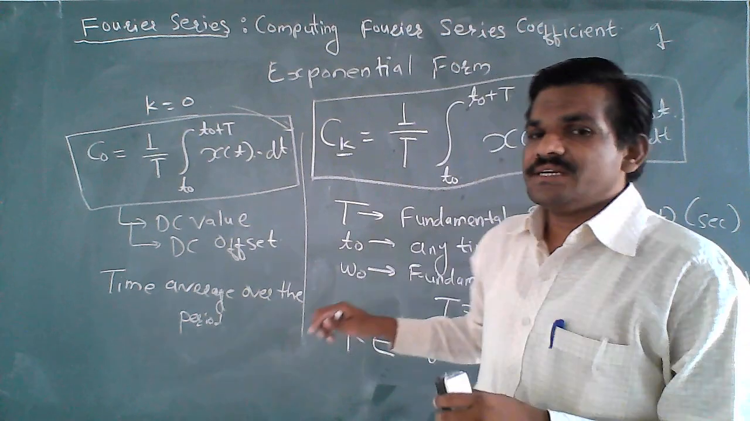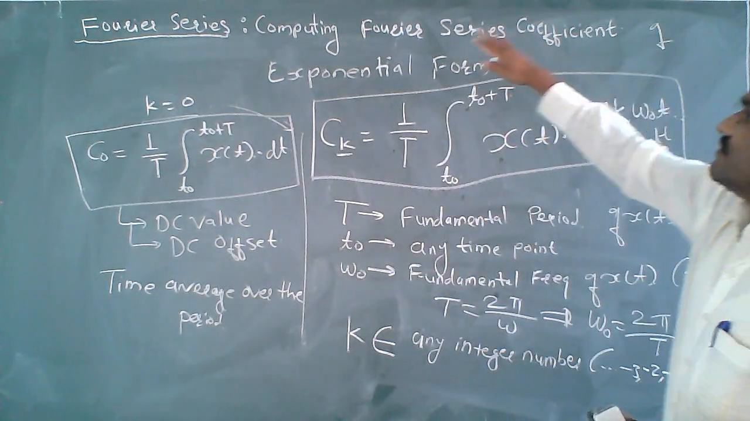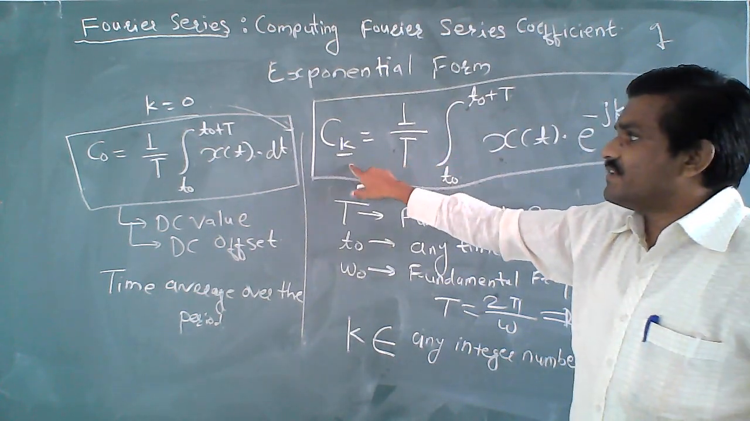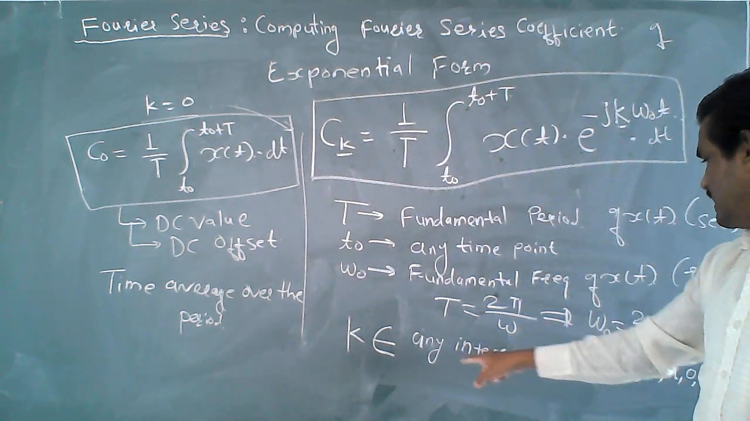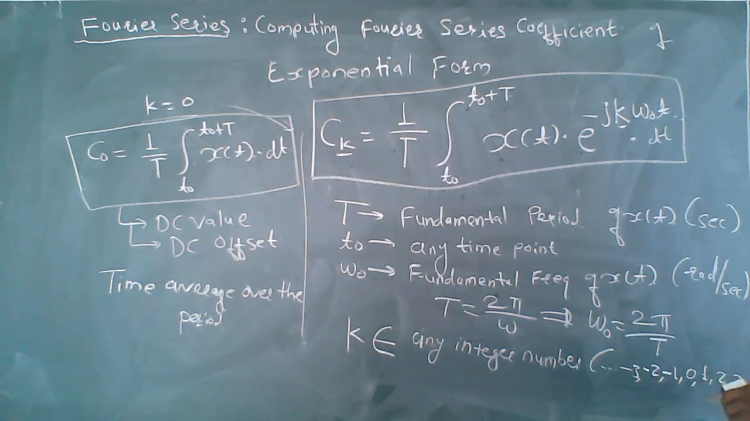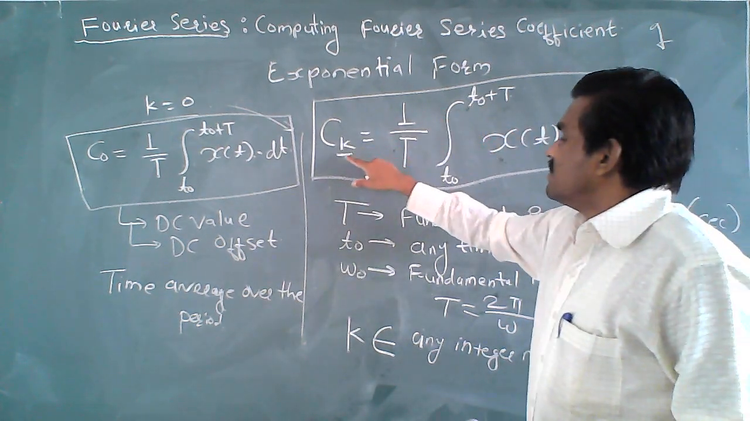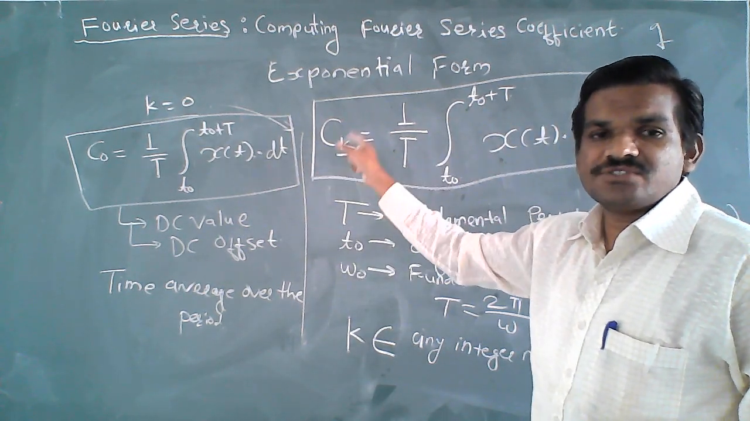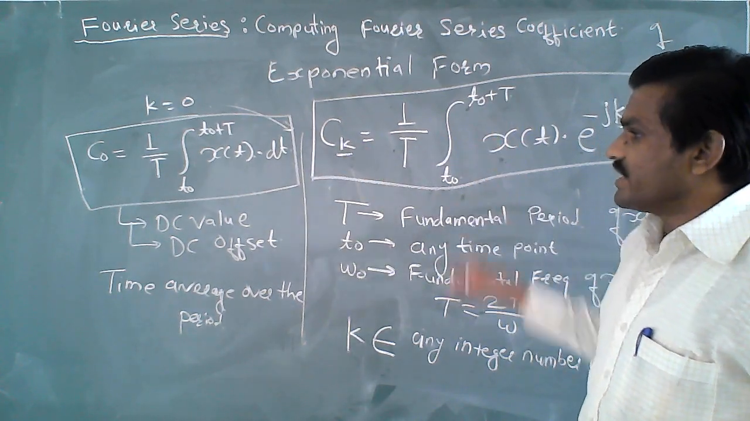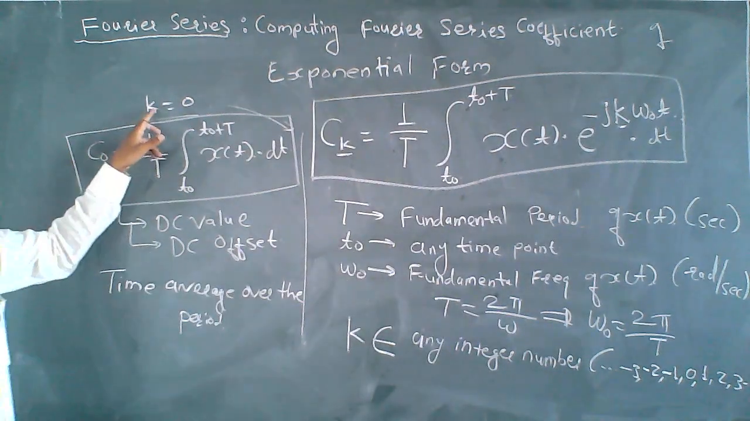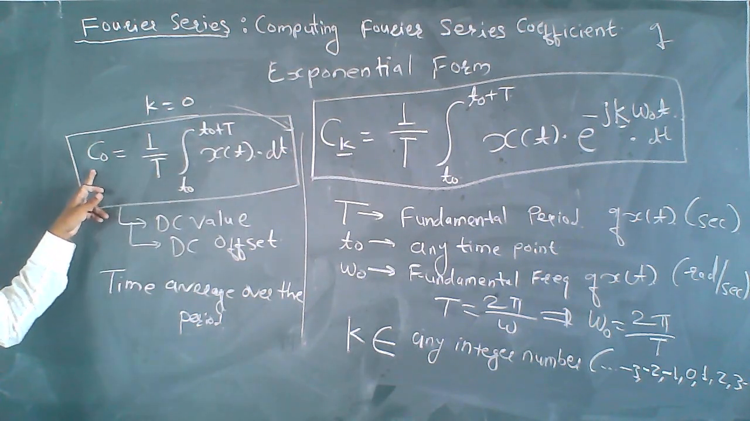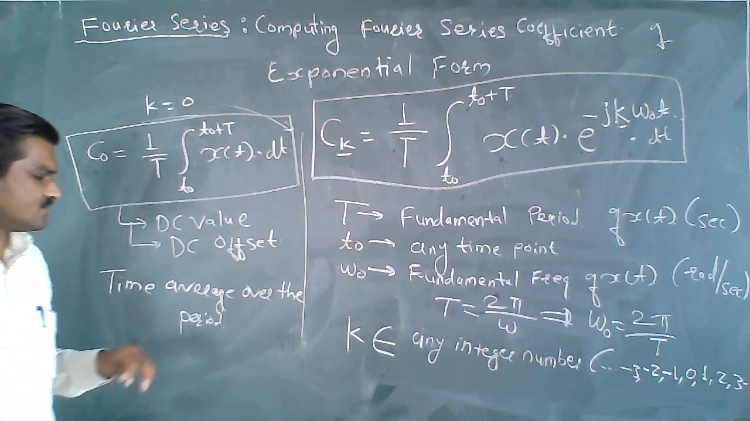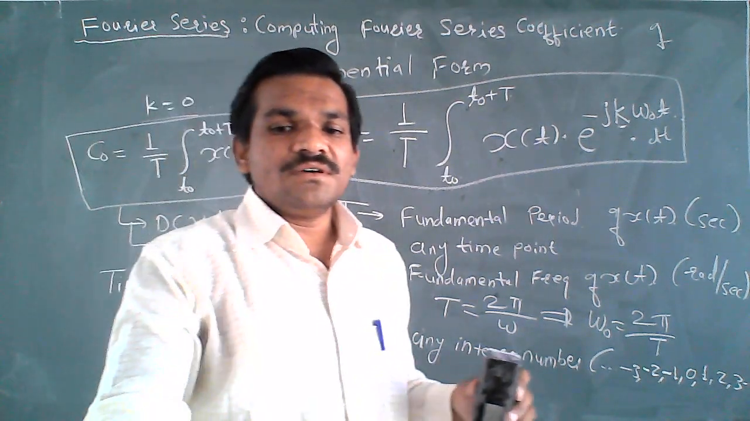So remember, this is the Fourier series coefficient of exponential form. So Ck we have identified for k equal to any integer value. So you can find the values of C0, C1, C2, C3, or C minus 1, C minus 2, C minus 3, and so on. So what is C0? When we put k equal to 0 in this equation, we get C0, which is nothing but the DC offset value or DC value, which is the time average over one period.